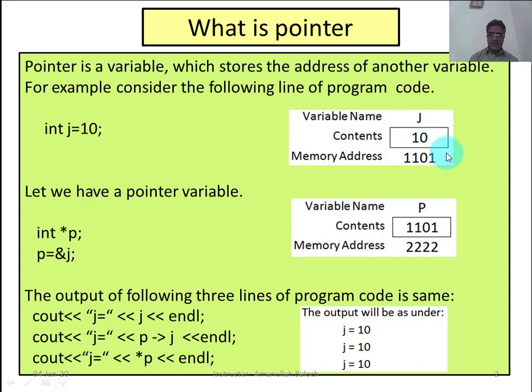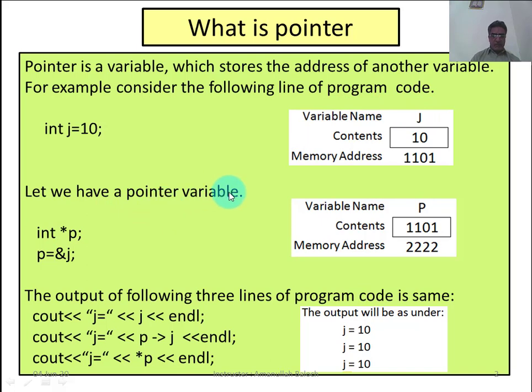This is the area where the computer will store the value of j, that is 10, and each and every location of the memory has a memory address. Let's suppose this memory location has memory address 1101. This is the memory address, these are the contents of the location, and this is the variable name j.